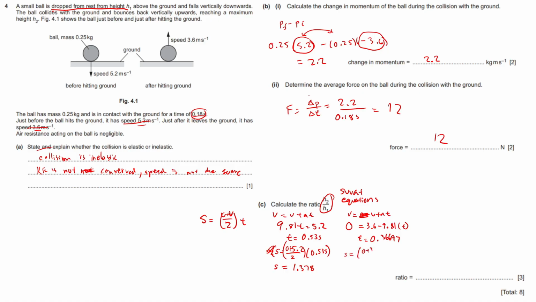And then we use the same formula, the SUVAT equation. S is going to be equal to 3.6 divided by 2 multiplied by 0.36697, and then S is going to be equal to 0.666. The first one is going to be S1, the second one is going to be S2, and then we go ahead and calculate the ratio.